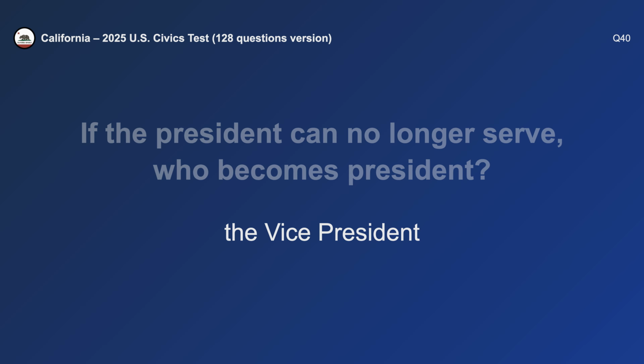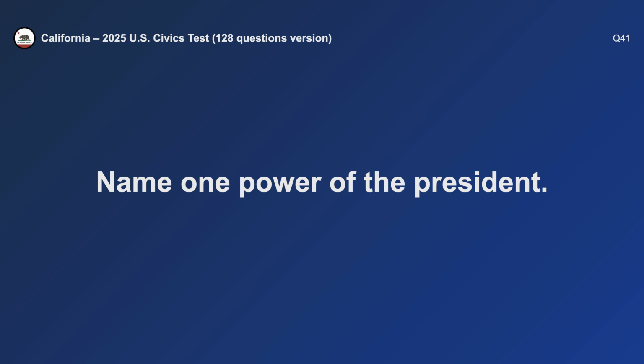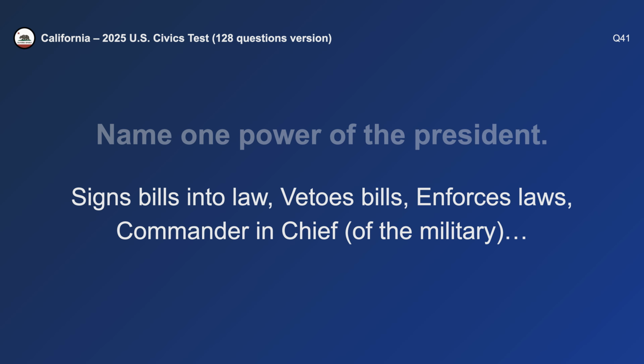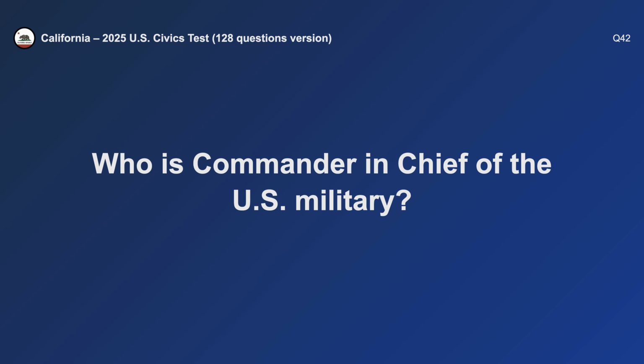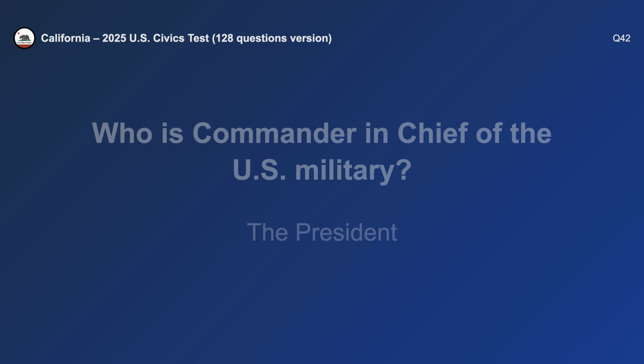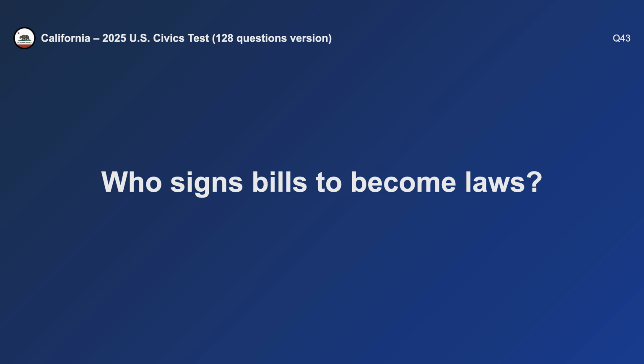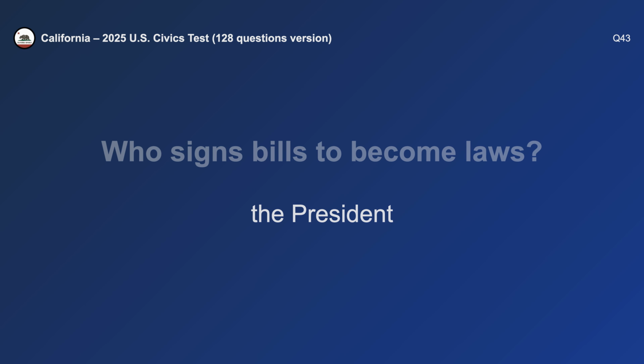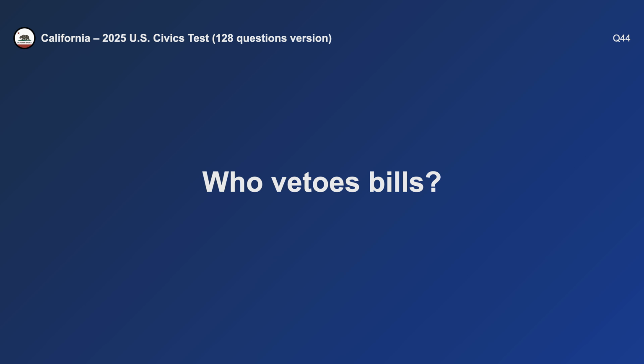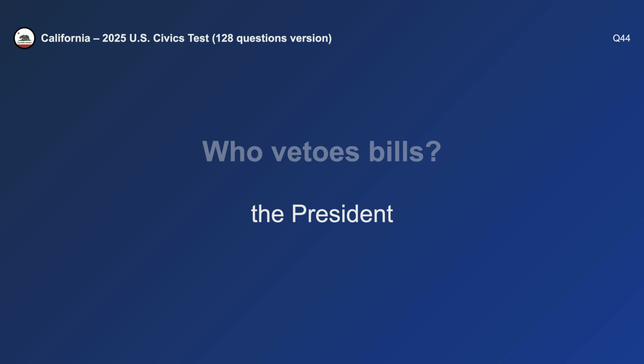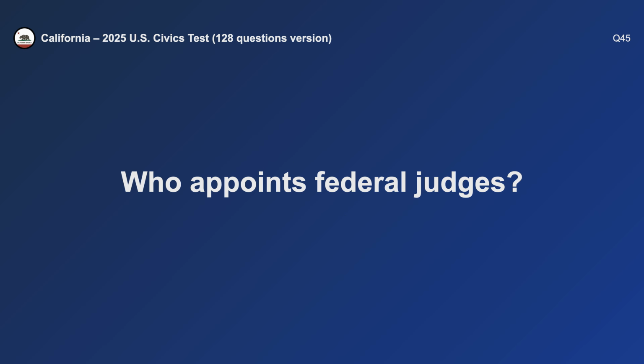If the President can no longer serve, who becomes President? The Vice President. Name one power of the President. Signs bills into law. Who is Commander-in-Chief of the U.S. military? The President. Who signs bills to become laws? The President. Who vetoes bills? The President. Who appoints federal judges? The President.